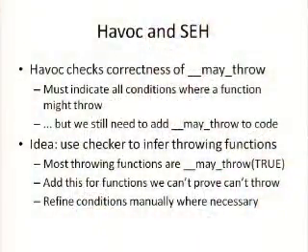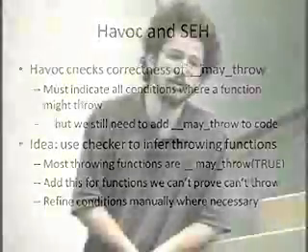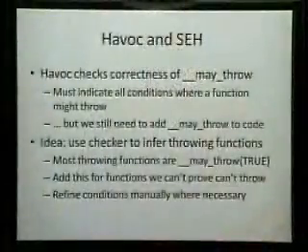Given this MayThrow annotation, Havoc will check that it's correct, that there are no conditions where a function can throw unless it's indicated via the MayThrow annotation. But we still need to add the MayThrow annotations to the code itself. And again, NTFS is about 1,500 functions, and the bulk of them can throw. That's a huge amount of manual work to go and add these annotations.